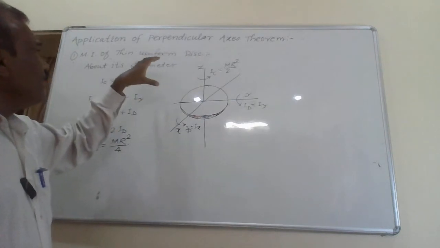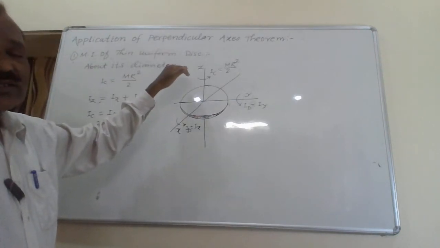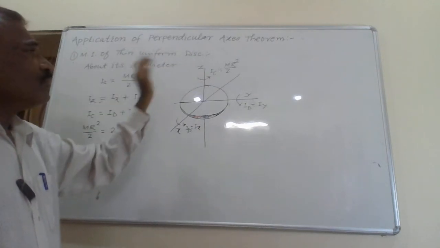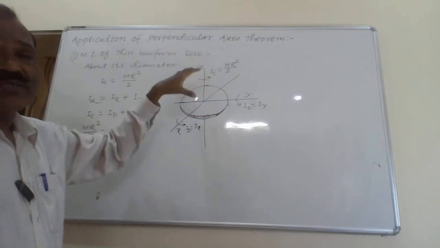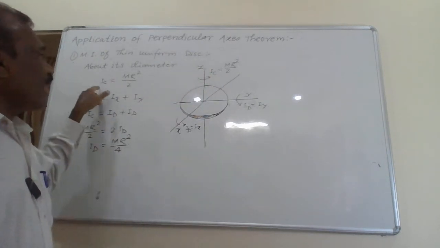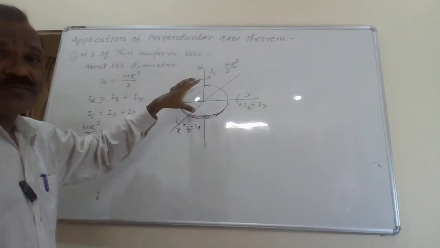So how can we find it? By taking the moment of inertia of a disk about an axis passing through its center and perpendicular to its plane, which can be written as equal to MR square by 2. M is the mass of the disk, R is the radius of the disk. This is our IC. Suppose that axis is Z.